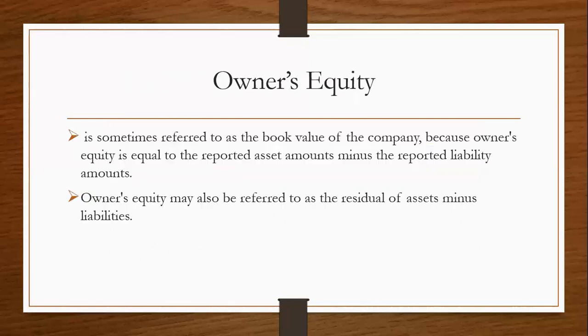All right, so let's go on to owner's equity. Owner's equity is sometimes referred to as the book value of the company, because owner's equity is equal to the reported asset amounts minus the reported liability amounts. From the equation mentioned above, owner's equity equals assets less liabilities. So once you pay all of your liabilities from your assets, that is the book value of the company, or your owner's equity.